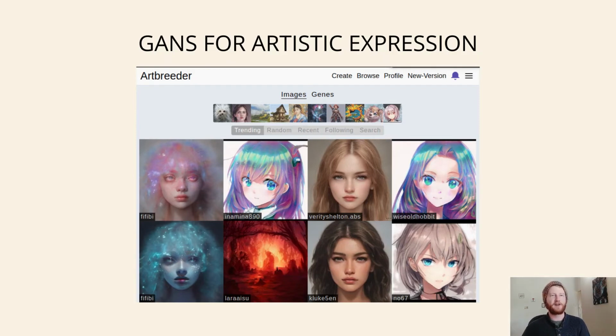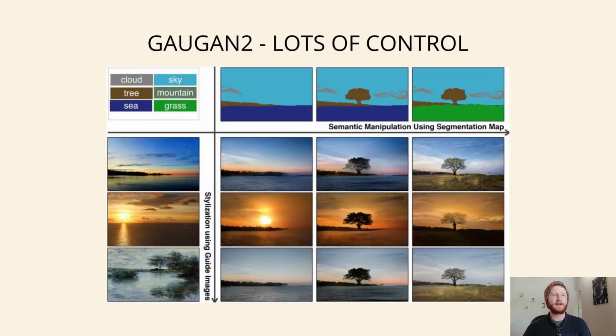And taking that even further, lots of different types of conditioning. We have a model from NVIDIA called GauGAN that you can feed in. You can see here a semantic map. You can feed in a text description. You can feed in a stylized image. And it'll take all of these inputs and try and produce an output that satisfies all of those.